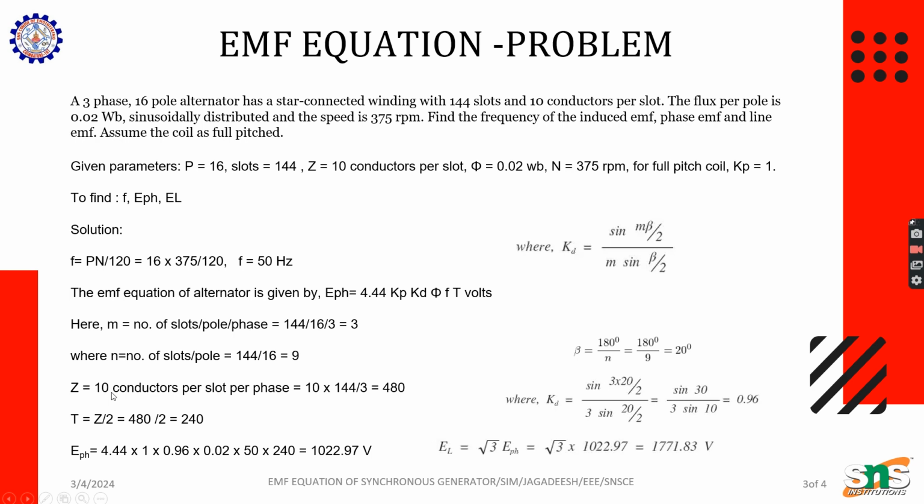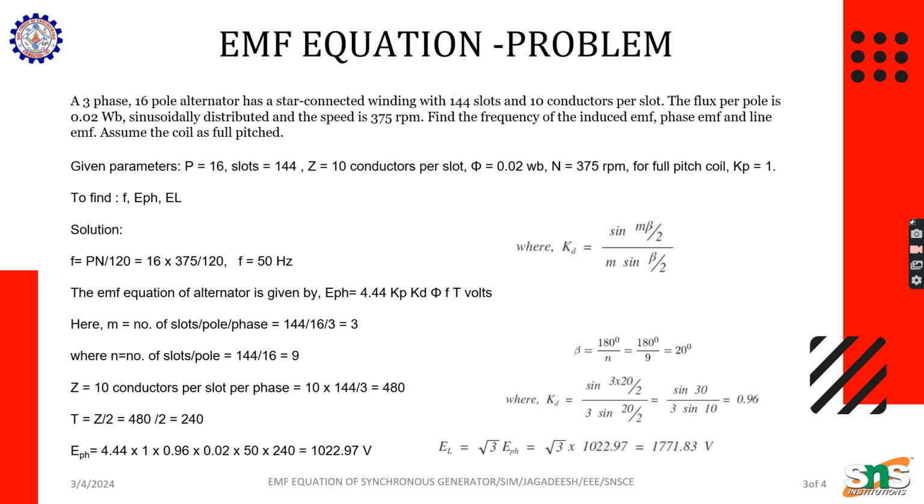Then coming back to Z. As mentioned, Z is equal to 10 conductors per slot. We have to calculate Z for the 144 slots, and also for a phase value. So we multiply 10 into 144 divided by 3, which is equal to 480 conductors. Z is equal to 2T, so T is equal to Z by 2. Dividing 480 by 2 gives 240. So we have all the basic values to substitute in the EMF equation.